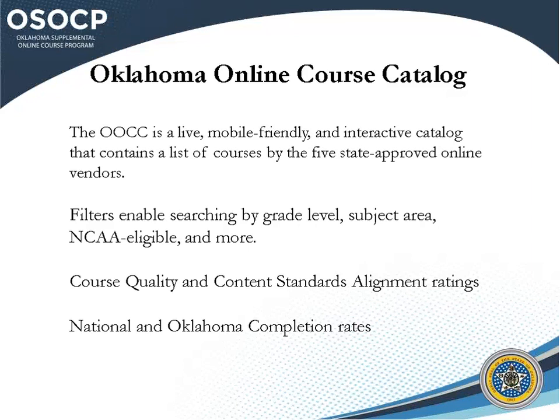The Oklahoma Online Course Catalog is then a resource to school districts and to families to see what courses are available and to find out how they are rated. So it's live, it's mobile friendly, it's interactive. There's a list of all the courses that are provided by the 5 vendors who are under state contract. All of their courses are there, whether they're certified yet or not.